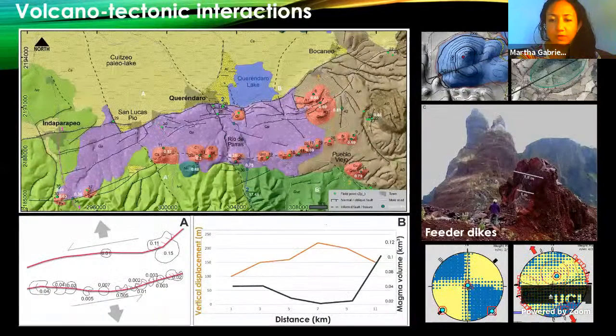And we're also working on volcanotectonic interactions because this is a volcanic region. We have here the Michoacán-Guanajuato volcanic field.